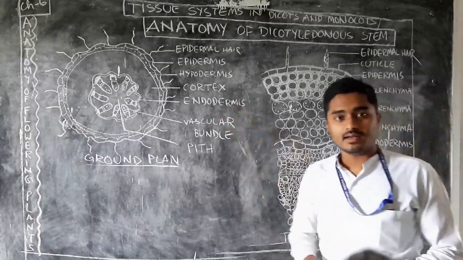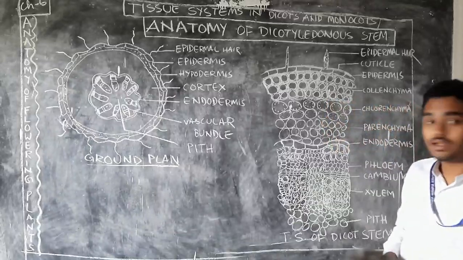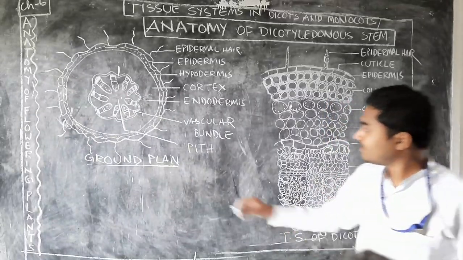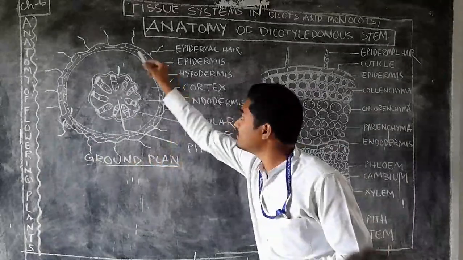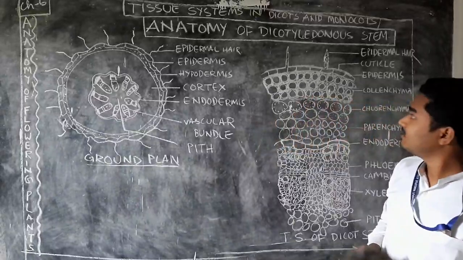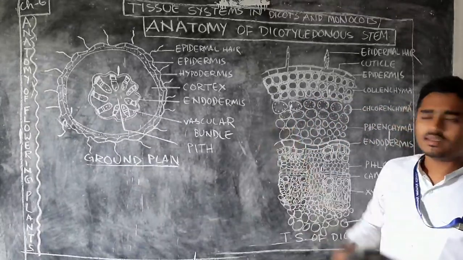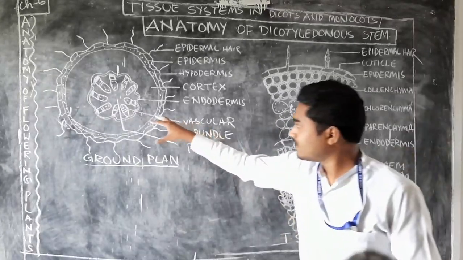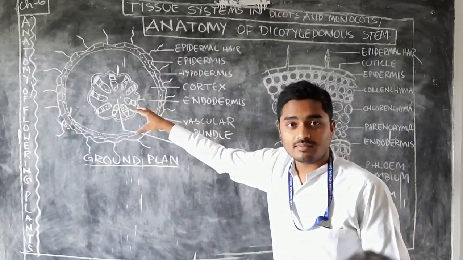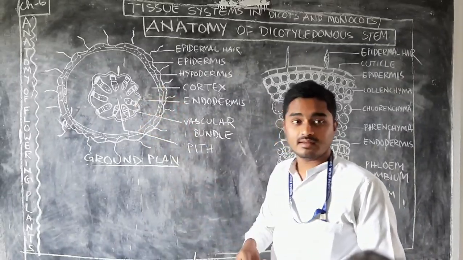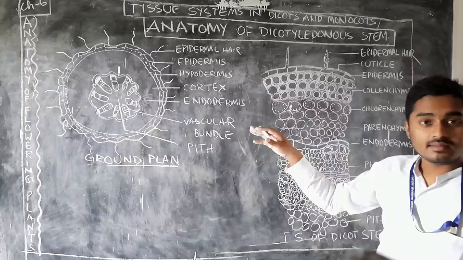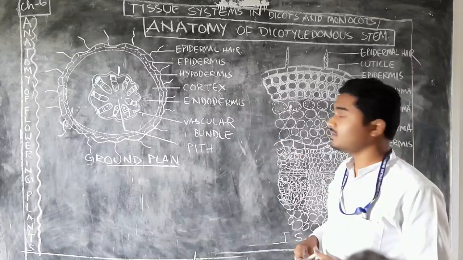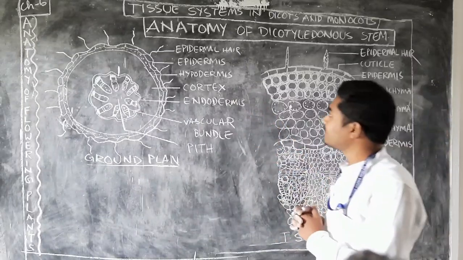So, in the ground plan of a dicot stem, what we will see are tiny finger-like projections, which are generally found in the young cells. This ground plan is basically of your primary stem, which has not undergone secondary growth. So what we will see here?